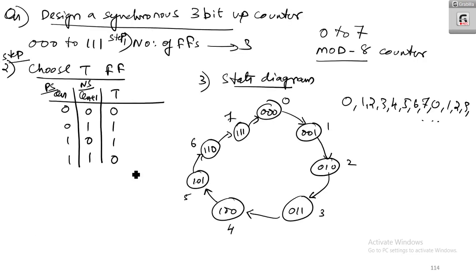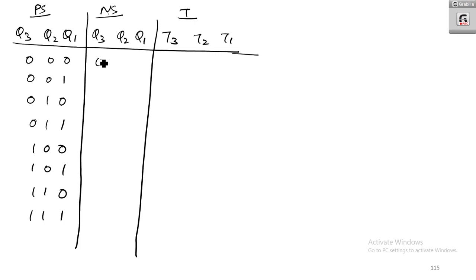Okay. Now look to state diagram. If present state is 0, what will be next state? Next state is 1. So you have 0, 0, 1. If present state is 1, next state is 2. 2 you will have 3. 3 you will have 4. At 4 you will have 5. That is 1, 0, 1. 5 you will have 6. That is 1, 1, 0. At 6 you will have 7. At 7 you will come back to 0. Now I have drawn the present state, next state.